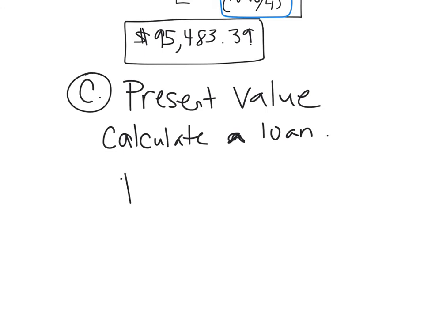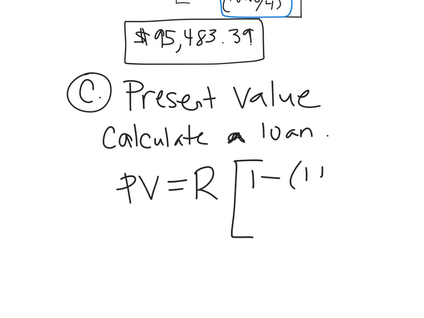We call it PV for present value. So the present value is equal to R, which is going to be the monthly payments that we're going to figure out. R is the question mark in this problem, okay? And we're going to multiply this by 1 minus, parentheses, 1 plus R over K to the negative KT, over R over K.